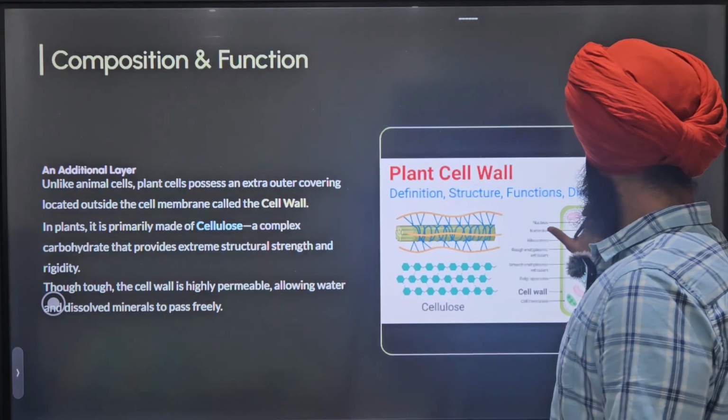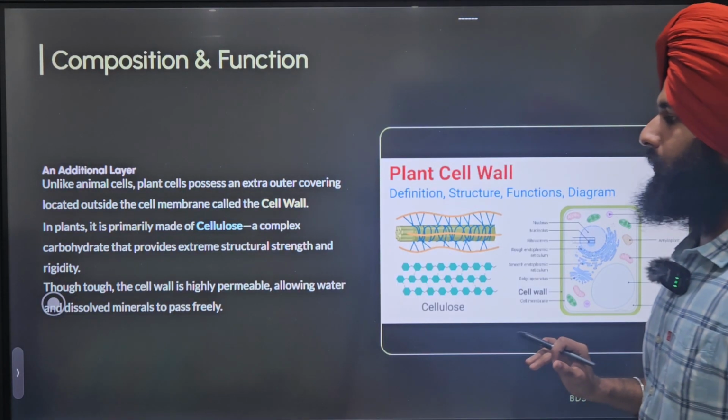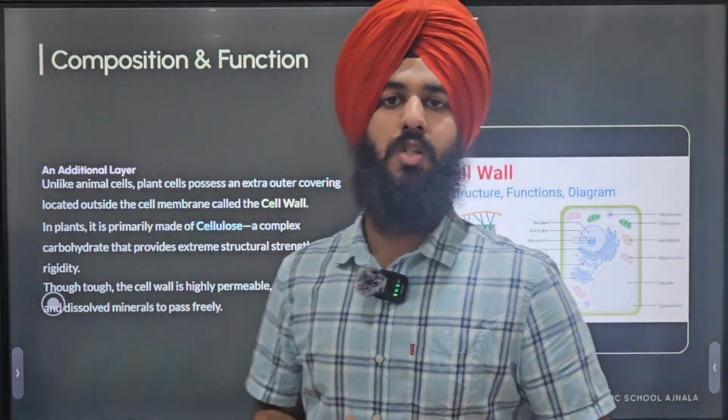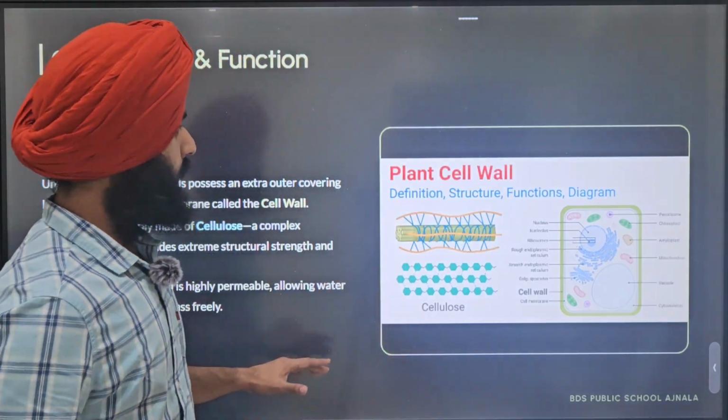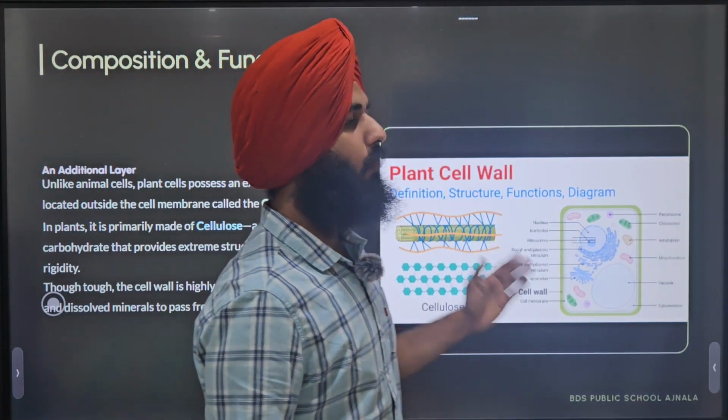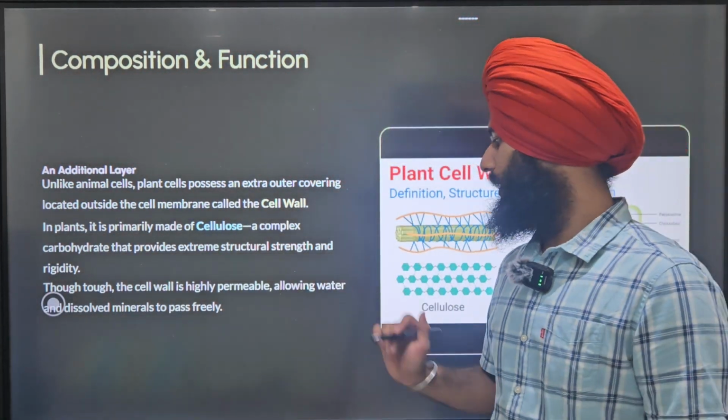Even though these are cell walls, they are highly permeable. They may seem rigid, they may seem hard, but they are very permeable. They allow water and minerals to pass through very easily.